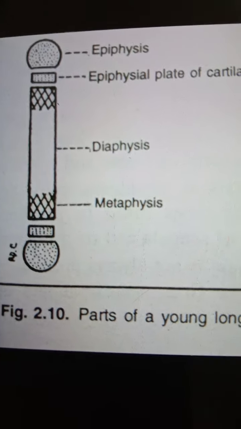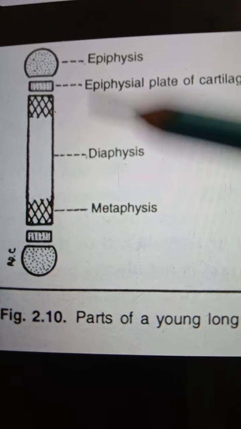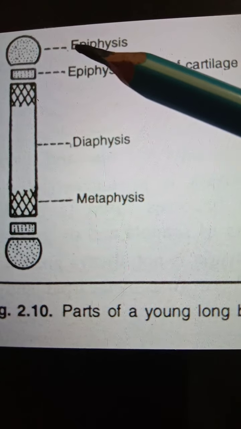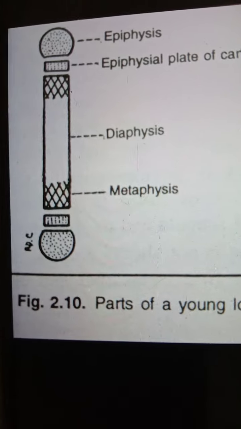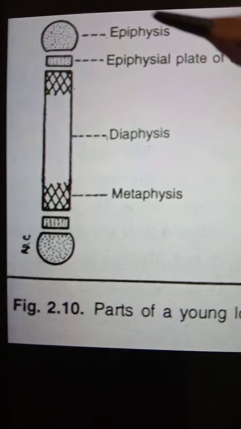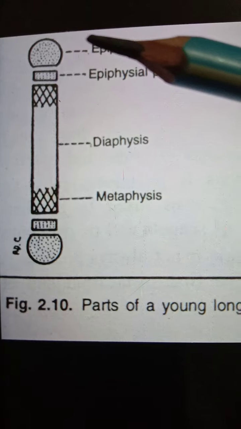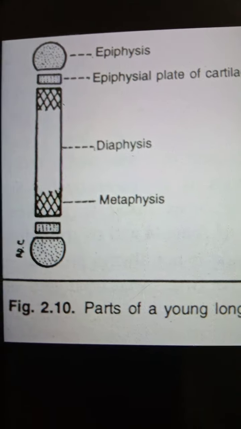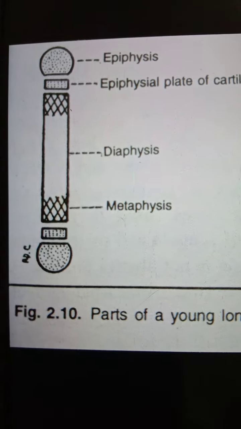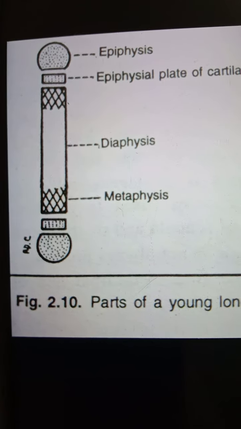Let's see first the epiphysis. The epiphysis occurs at the two ends of the bone, which ossify from the secondary ossification center, and epiphyses are of four types. First is called the pressure epiphysis. The pressure epiphysis increases the length of the bone when pressure occurs on the two ends of the bone. Examples are the head of the femur and the lower end of the radius.